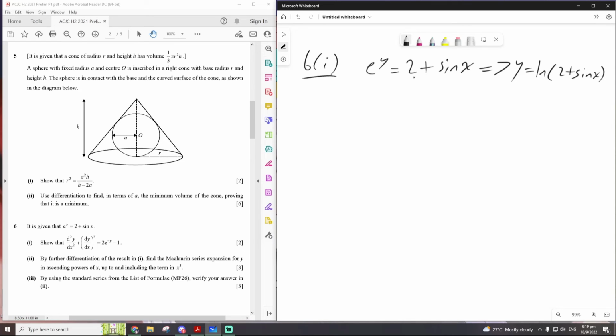For the first part, we're probably going to use the equation as is. If I differentiate e power y, I'll get dy/dx times that, equals cosine x. I should technically write differentiate both sides with respect to x here.